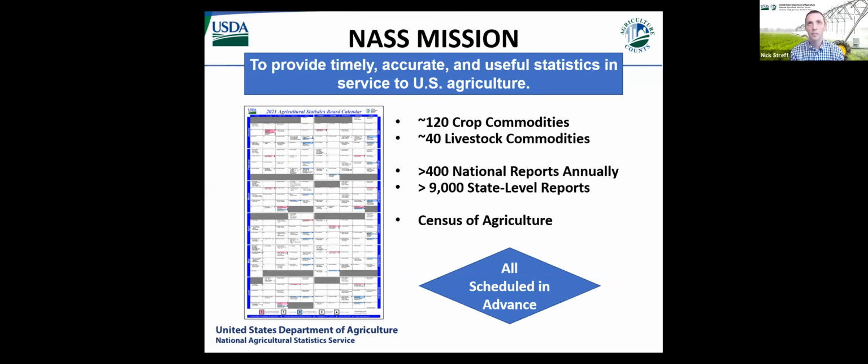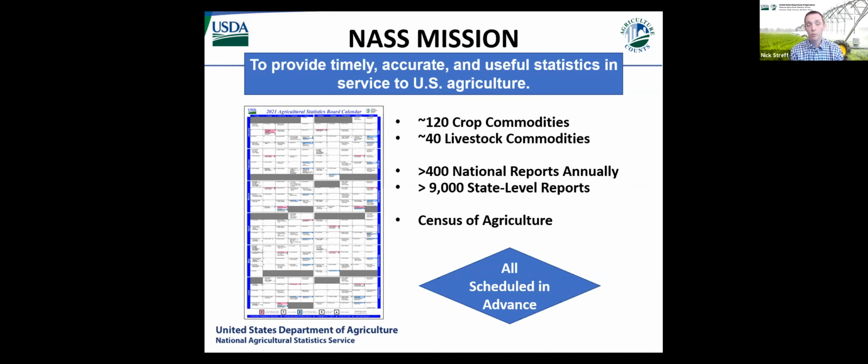And the graphic to the left there notes our Statistics Board calendar. We publish this about every November, early December for the following year. So all these reports are scheduled in advance. You know the time, you know the date they're coming out, so people can look for them and know when the data is going to be available.